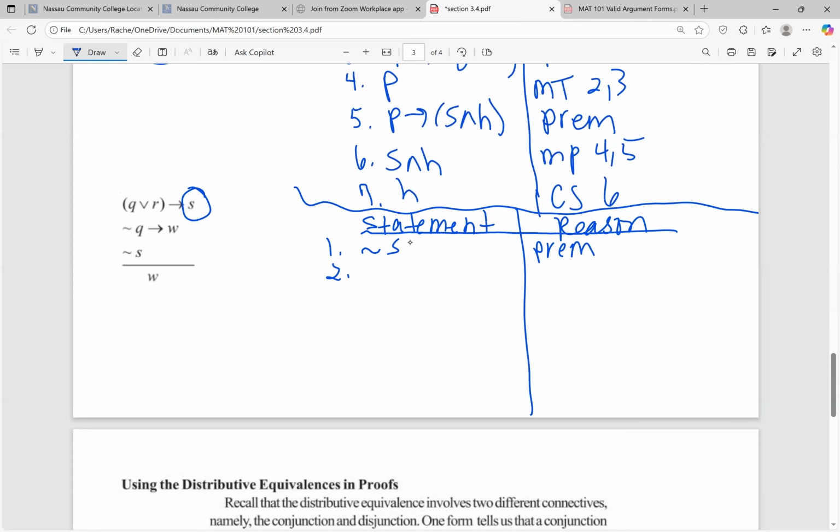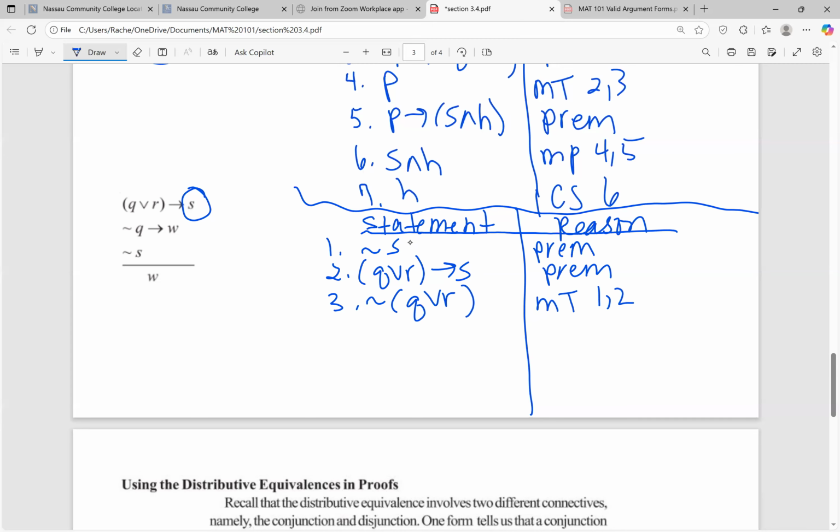So let me write down my second premise. So my first one, I'm sorry. So Q or R implies S is also true because it's a premise. So that's statement 2. And now I could apply modus tollens here, right? Because not S in statement 1 is the negation of the right-hand side of the conditional in statement 2. So that's going to leave me with the negation of the left-hand side of the conditional, so not Q or R. So that was modus tollens on statements 1 and 2.